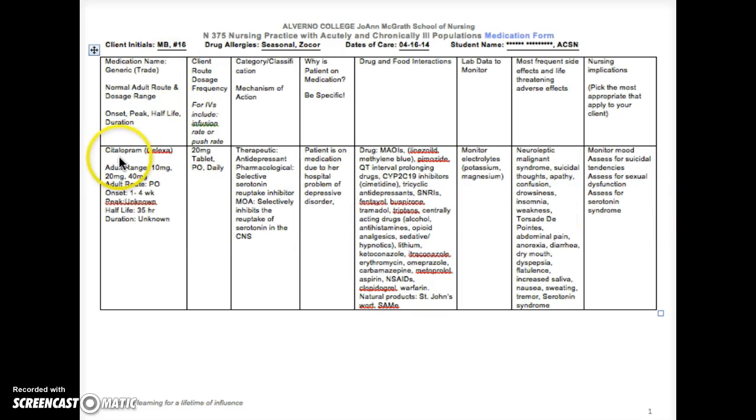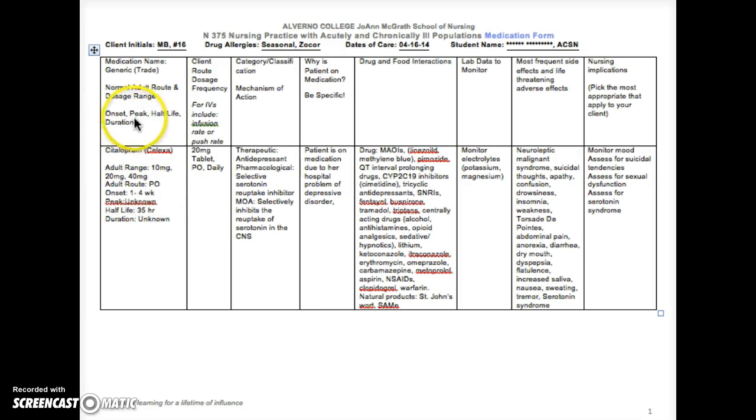So she's put on here both the generic and the trade name of the drug. What is the normal dosage? For example, if this patient was on 200 milligrams, that would be a red flag to me because the normal dosage is somewhere between 10 and 40 milligrams a day. Then you can also see you want to put how it's normally given.